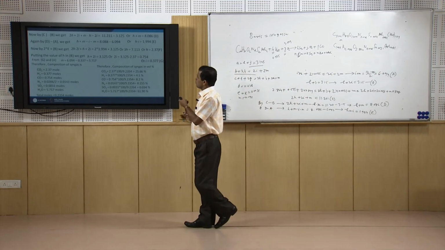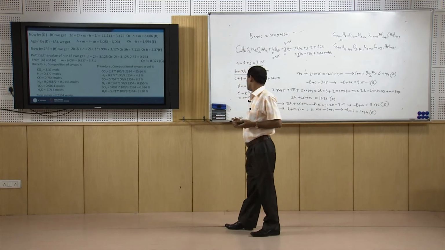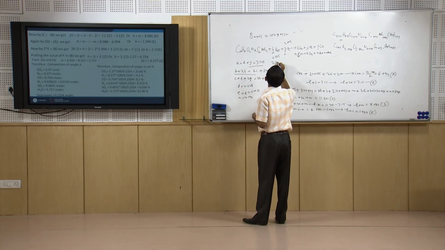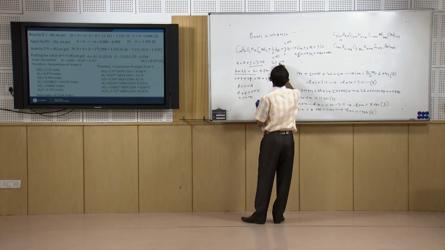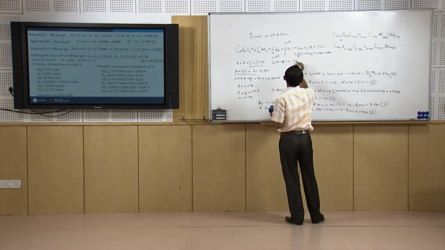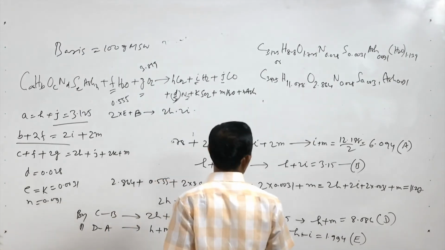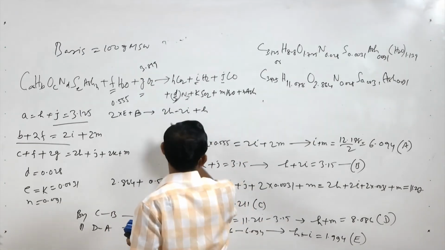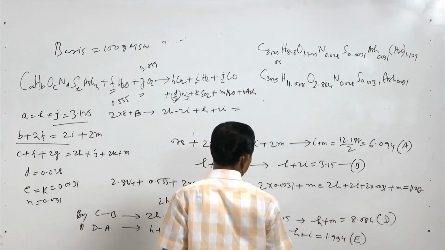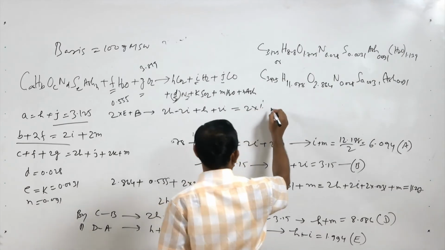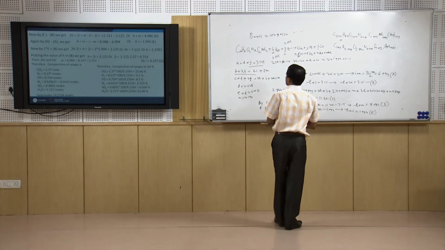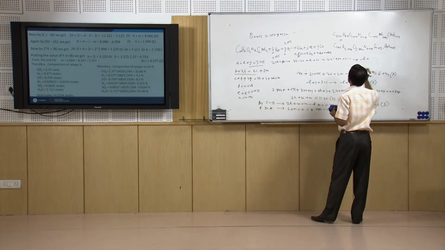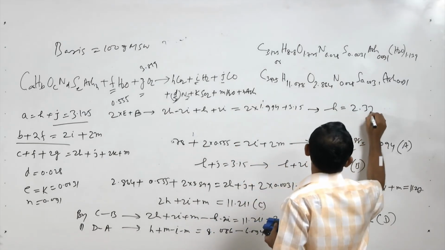Now, if we multiply 2 into E plus B, by 2 into E plus B, it will give us 2H minus 2I and B plus H plus 2I, that is equal to 2 into 1.994 plus 3.15, or H equal to 2.37. Now we are putting it as F.